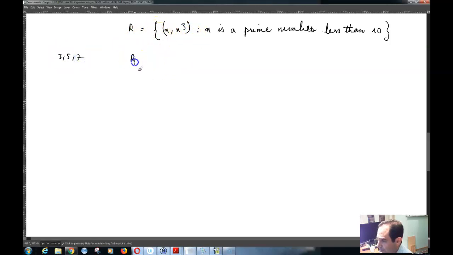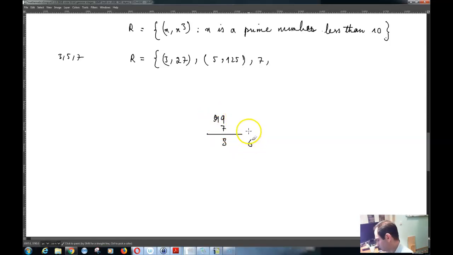So then you can write your R as basically x would be, for example, 3, and 3 cubed is equal to 27. And for example, 5 cubed is equal to 125. And 7 cubed is equal to 49 times 7, which is 343.